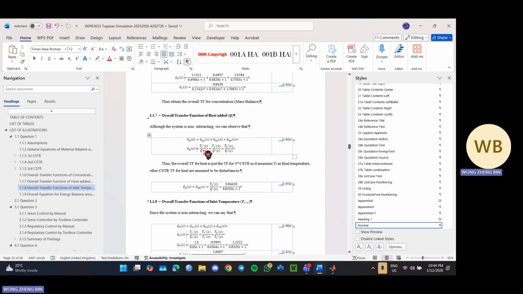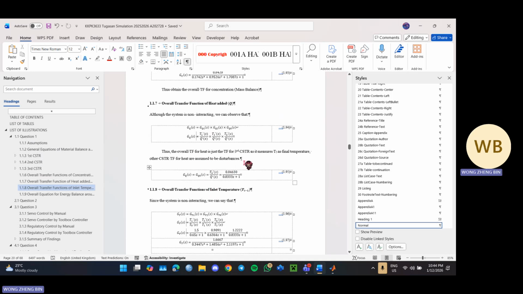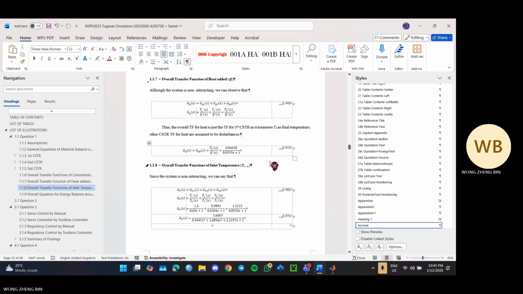And for the overall transfer function of heat, although the system is non-interacting, we can observe that if we multiply these three terms together, it won't become the T3 prime over Q prime expression. So we assume that the heat is added into the third tank only, as it measures T3 as the final temperature. So the other CSTR transfer functions for heat are assumed to be disturbance.